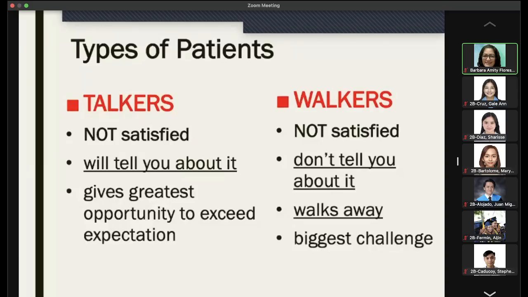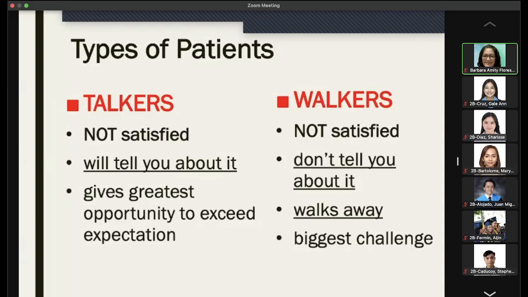Your unsatisfied patients are your talkers and your walkers. The talkers, they're not satisfied and they will tell you about it. They will give you the greatest opportunity to exceed their expectations because you know what's going on, you know what's wrong. You will be able to make it up to them.